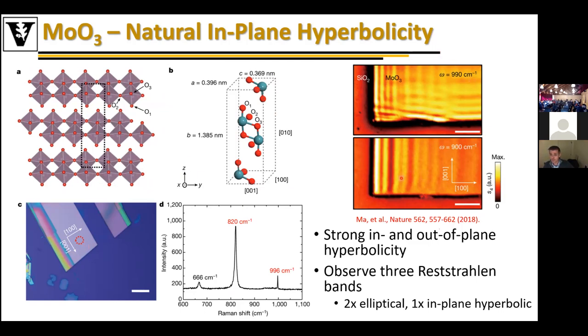Here's some beautiful work from one of the organizers here. And what you can see is that this in-plane hyperbolic response gives rise to spectral bands that are elliptical, meaning it can propagate polaritons in both directions, but they have different wavelengths, or in other bands where the polaritons are restricted to a single propagation direction.